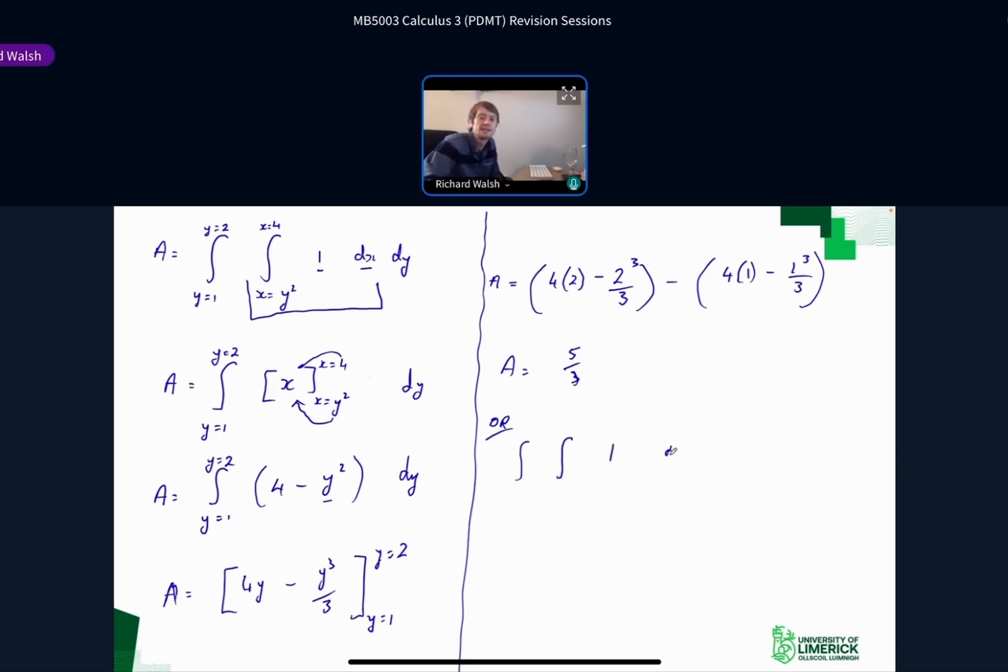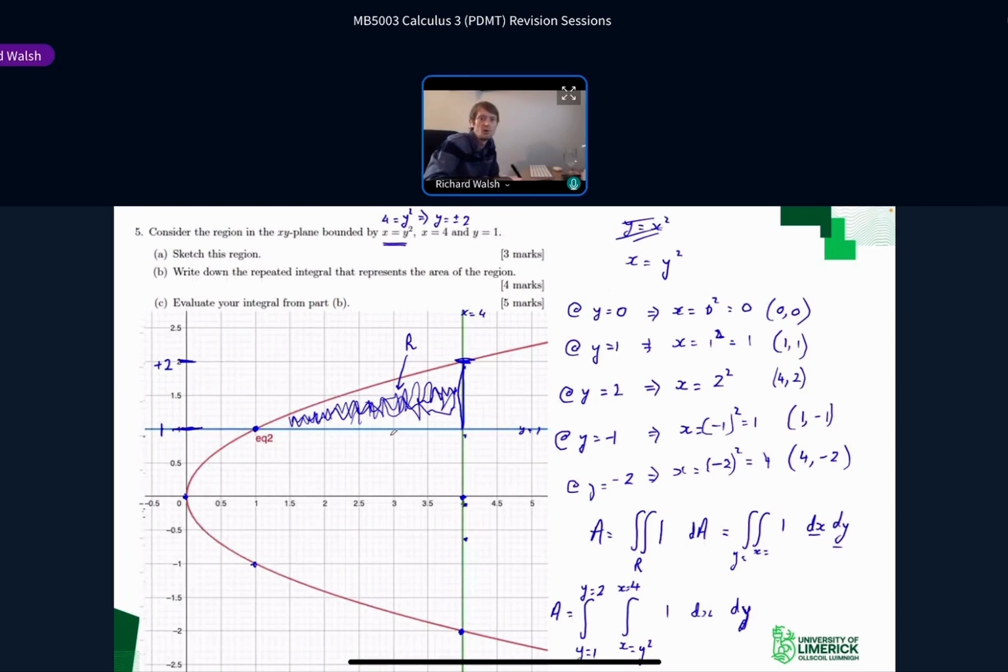Of 1 dy dx. If I'm integrating with respect to y, I want y equals to. Then I'm integrating with respect to x, so I want x equals to. So if I was to do it that way, y would have gone from 1 up to x equals y squared. Solving that the other way around, if y squared is x, y is equal to root x. So y would have gone from 1, and any other value above that would have been root x.